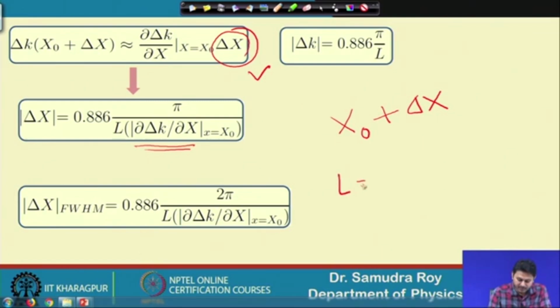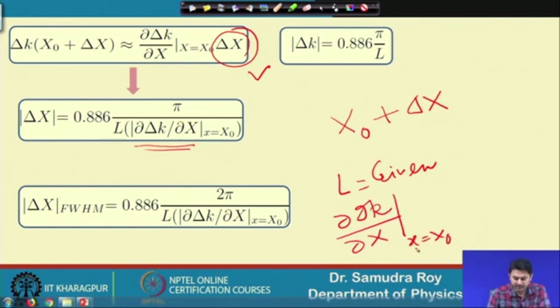Now, if the L value is given, and the rate of change of delta k with respect to the given parameter x at x equal to x 0 is given, if these two terms are given, then we can readily find out the tolerance limit of delta x. Delta x is the value which can change, and now we can find exactly what the tolerance of the delta x parameter should be, which may be angle, which may be temperature, and which may be wavelength.